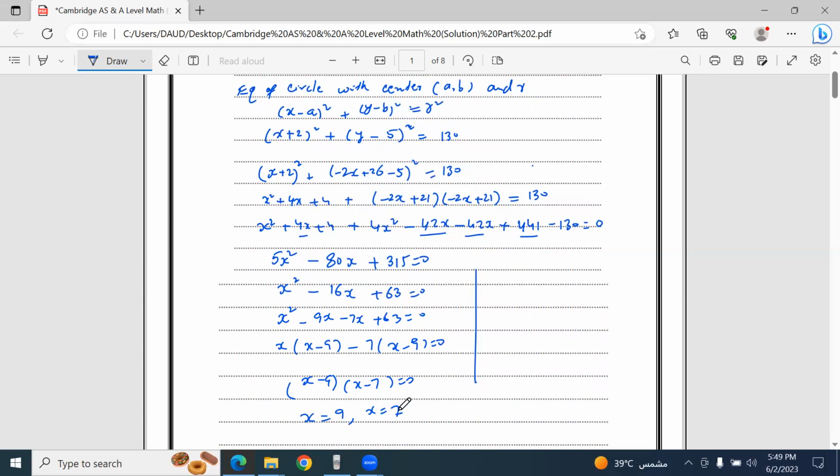As we know that x is 7 already given, we will ignore it and consider x equal to 9. And at x equal to 9, y is equal to minus 2x plus 26. We will find the value of the y coordinate. So minus 2 into 9 plus 26 gives us minus 18 plus 26, which is equal to 8. So the coordinates of B are (9, 8). I hope you get the answer.